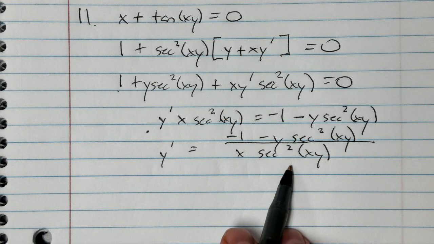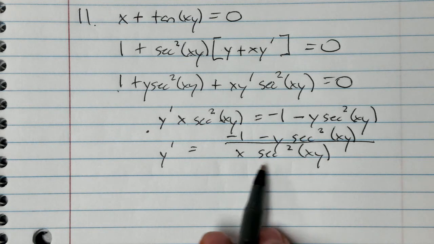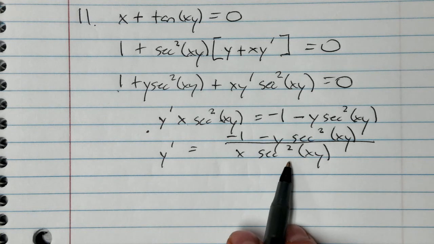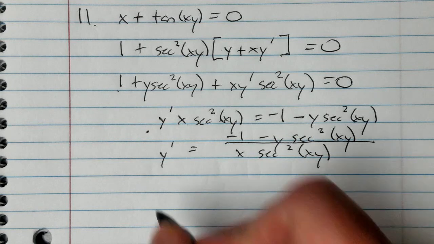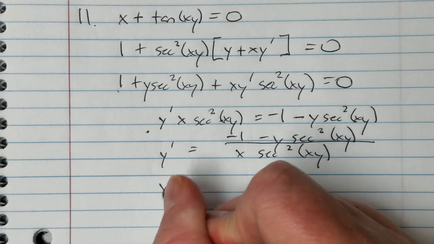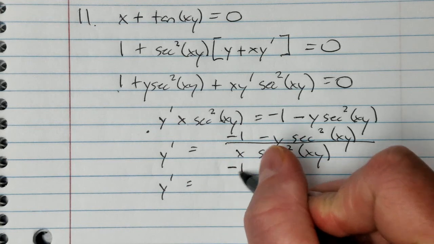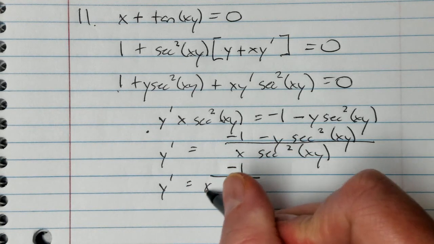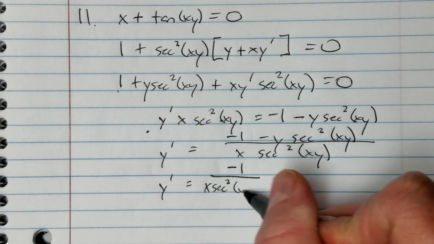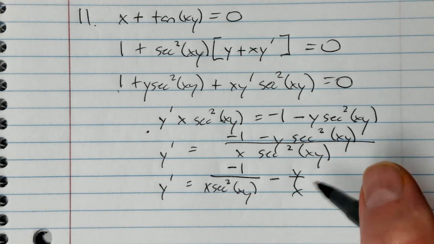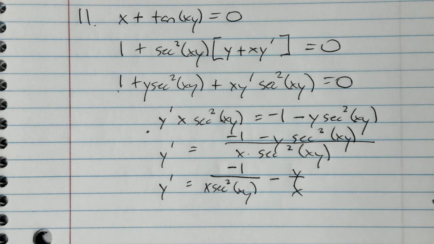So then what they're doing is they're splitting that up into different parts. And they get -1 over x secant squared xy minus y over x. So basically having that part.